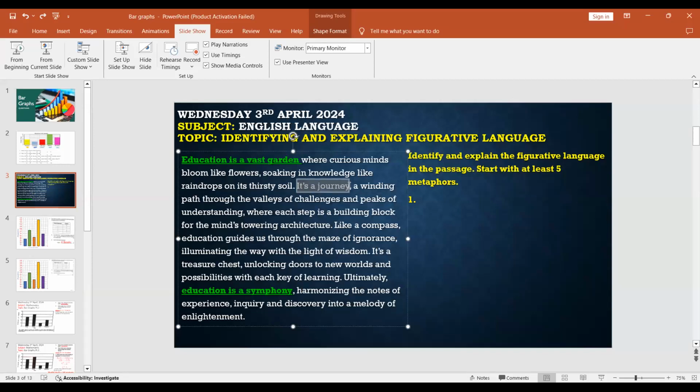Education is a journey. No, that's like a compass. That's a simile, like a compass. Education guides us through the maze of ignorance. It's a treasure chest. Very good. It's a treasure chest.